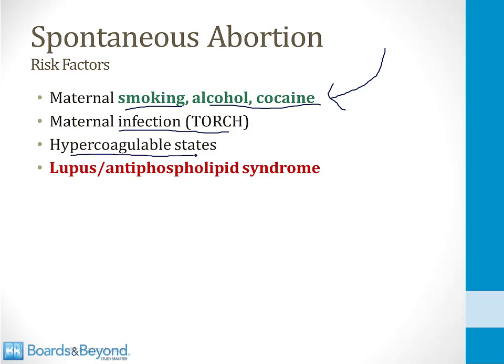Hypercoagulable states increase the risk of miscarriage. That's because thrombus can form in the placenta and lead to loss of the baby. And in particular, women who have lupus and the antiphospholipid syndrome often have recurrent spontaneous abortions. And in fact, when a woman is being worked up for infertility related to multiple pregnancy losses, one of the things that has to be considered is that she may have lupus and the antiphospholipid syndrome. Sometimes this goes undetected until a woman has multiple pregnancy losses.